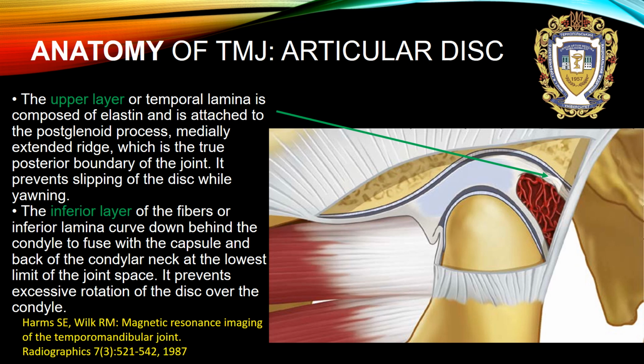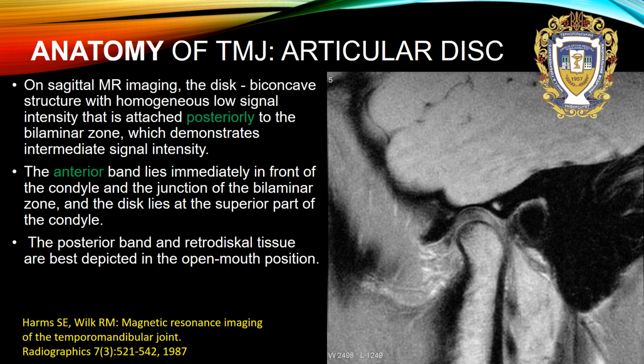The inferior layer, the inferior lamina, has fibers that curve down behind the condyle to fuse with the capsule and the back of the condylar neck at the lowest limit of the joint space. It prevents excessive rotation of the disc on the condyle. On sagittal MRI, the disc is a biconcave structure with homogeneous low signal intensity, attached posteriorly to the bilaminar zone, which demonstrates intermediate signal intensity.